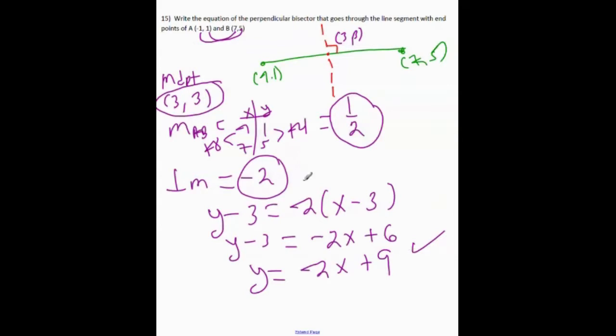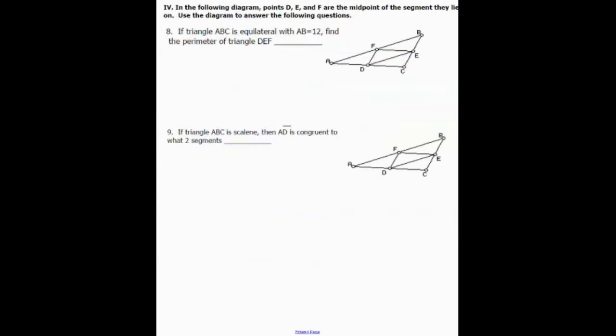Alrighty, so moving on. Next problem. And these are straight up definition problems. So what we have is our midpoint segment. All three of these points are midpoints. So these are equal, and so on. So ABC is equilateral. So all these sides are also equal. So if AB is 12, guess what? This side is 12. This side is 12. Find the perimeter of DEF.